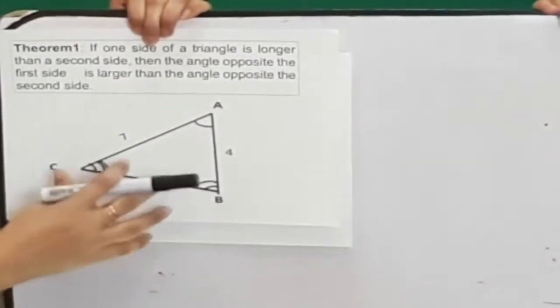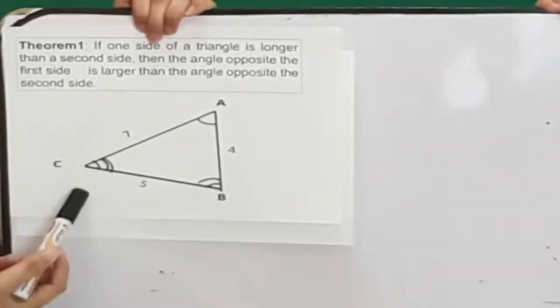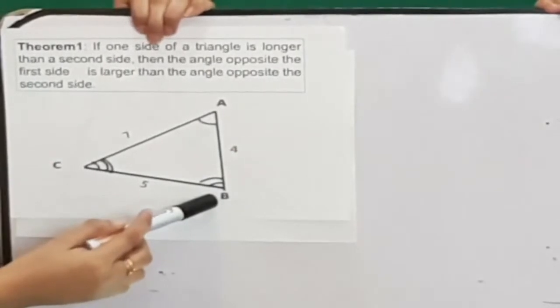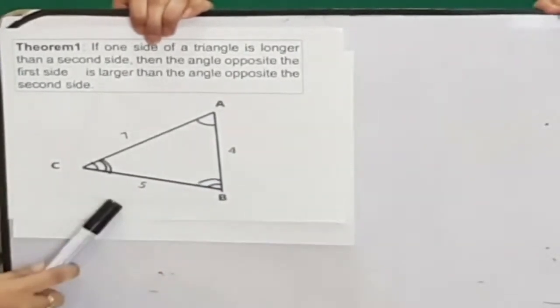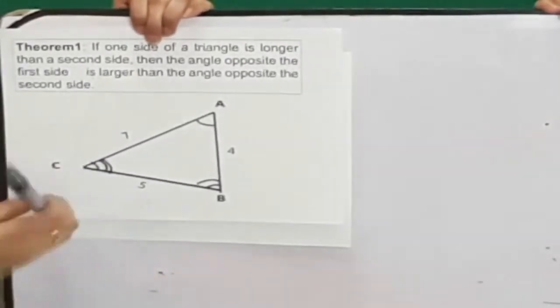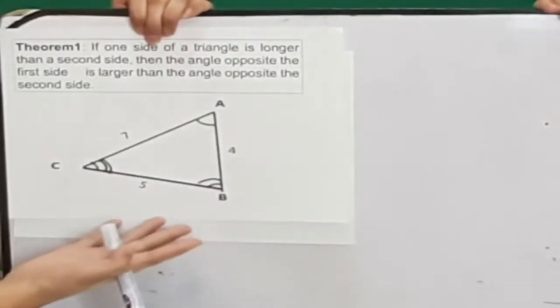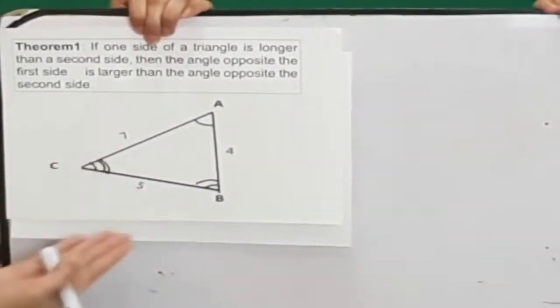So kung shortest kinamubuan siya nga side in a given triangle, then of course ang opposite angle niya the smallest pod. Okay? So here in our given figure, so we have here triangle ABC. As you can see, side AB measures 4. And then side BC or side CB measures 5. And then side AC measures 7.